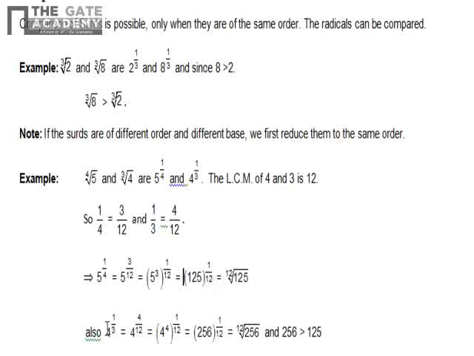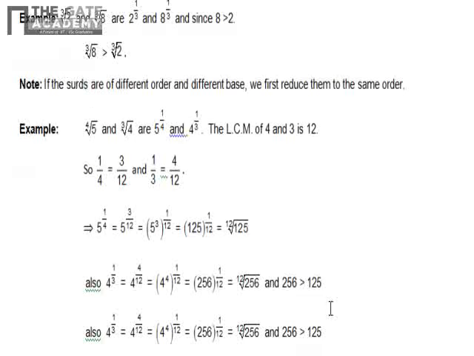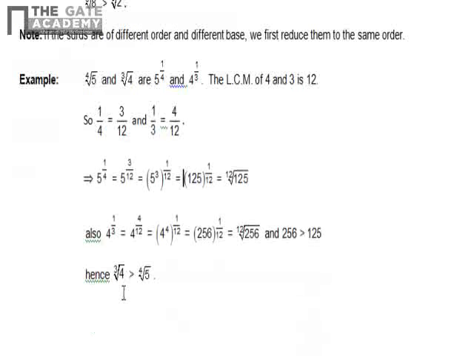In a similar manner, cube root of 4 will become 4 raised to 4 by 12, then 4 raised to 4, then 1 by 12, and 4 raised to 4 is 256. Then I can write the 12th root of 256. Now since we have made the order of both the surds the same, we can compare directly. Here it is 125, here it is 256. Since 256 is greater than 125, we can easily say cube root of 4 is always greater than fourth root of 5.